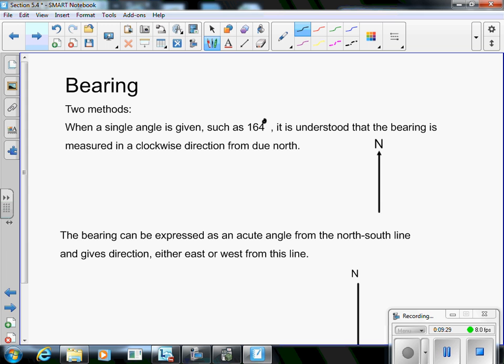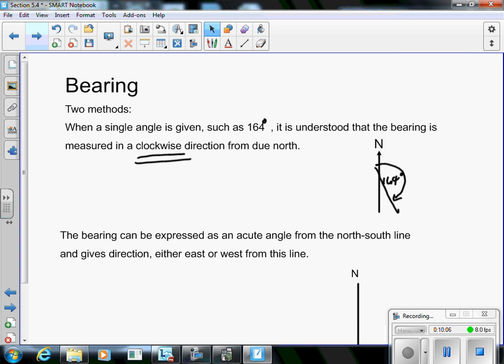Now, we're taking this out of the context of I have my XY, my initial side being at X. Your initial side is no longer at the X-axis. Your initial side, when you're dealing with bearing, you're starting at due north, and you're going to now measure in a clockwise direction from due north. So from due north, I'm measuring this way, 164 degrees. That's what bearing means.